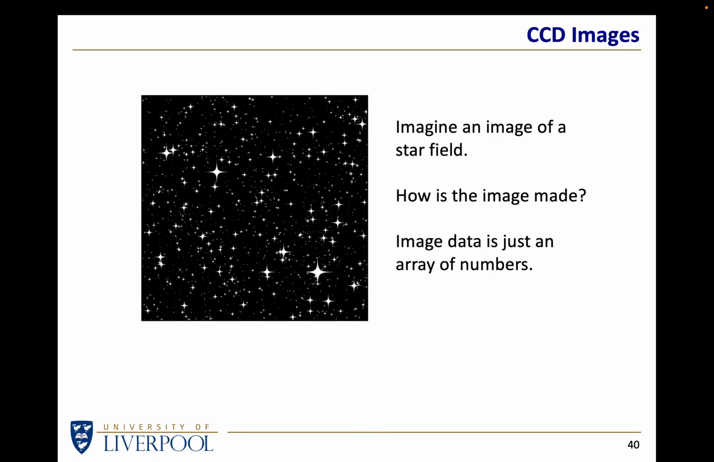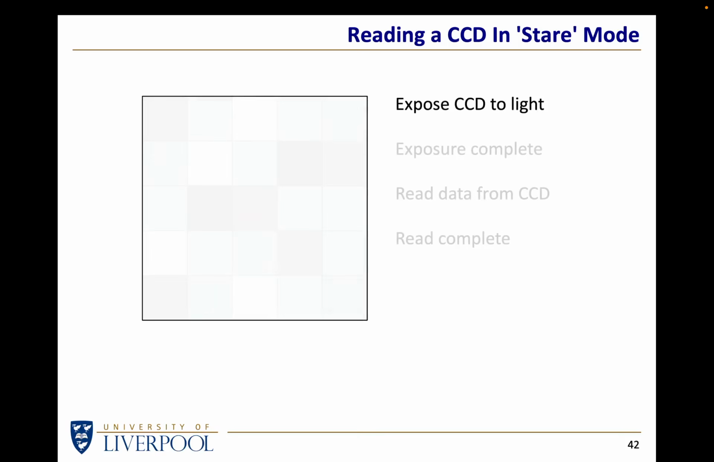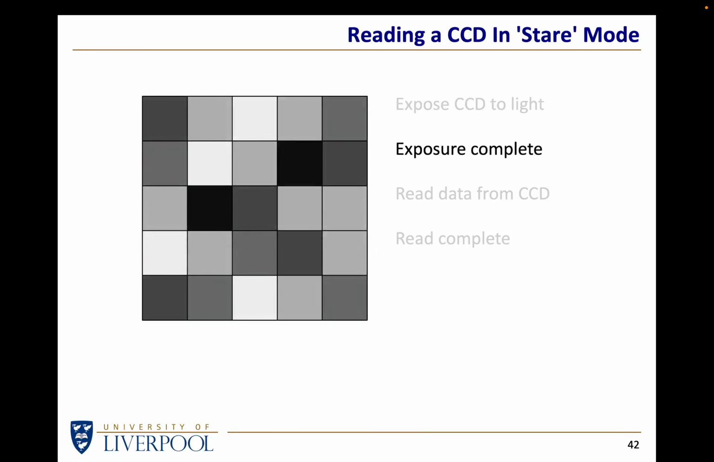You think of it as an image, you think of it as something visual, but ultimately it is only a collection of numbers. So let's see how that works. Normally, you expose a CCD to a patch of sky and the image builds up and builds up over seconds or minutes or hours.